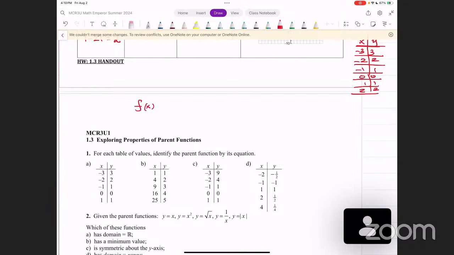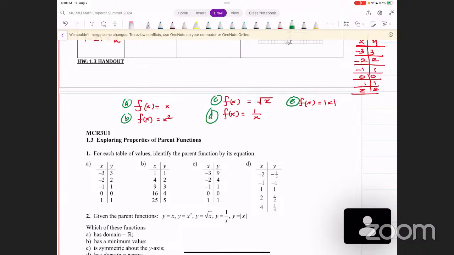f of x is equal to x. f of x is equal to x squared. f of x is equal to square root of x. f of x is equal to 1 over x. f of x is equal to absolute value of x. So for each table of values, identify the parent function by its equation. Let's call these A, B, C, D, and E.